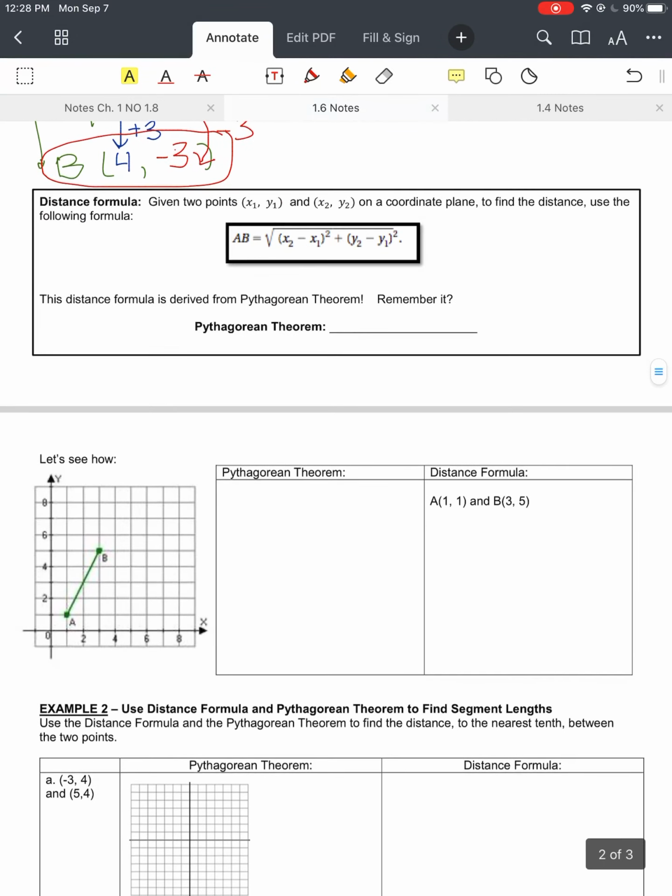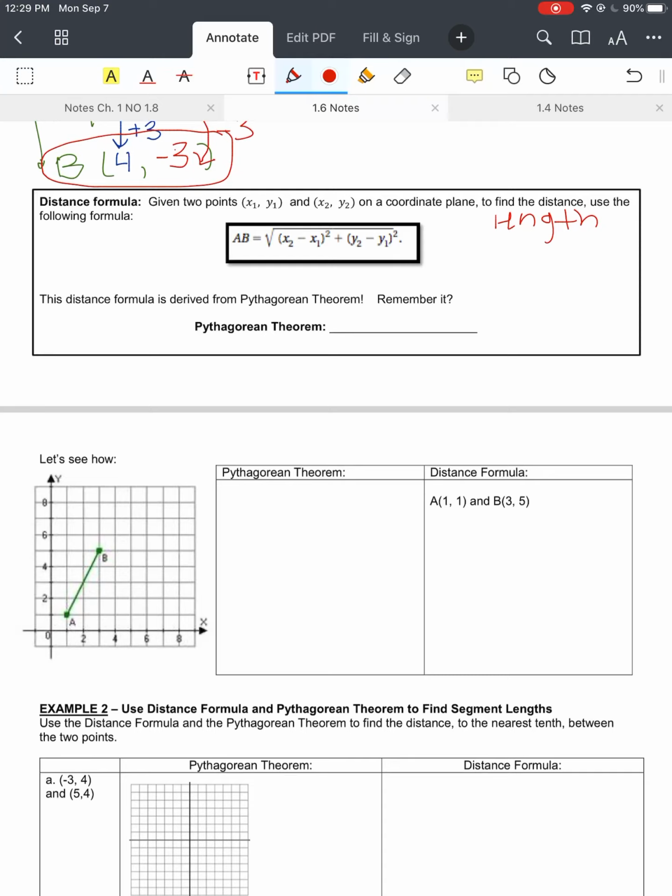All right. Next thing is the distance formula. So given 2 points, (x1, y1) and (x2, y2), on a coordinate plane, in order to find the distance, which is again length, so sometimes kids forget that length and distance mean the same thing, you're going to use this following formula, which is the square root of parentheses x2 minus x1 quantity squared plus y2 minus y1 quantity squared. There's a lot of order of operations here, and you can always use a calculator. You just have to make sure you're entering it correctly.